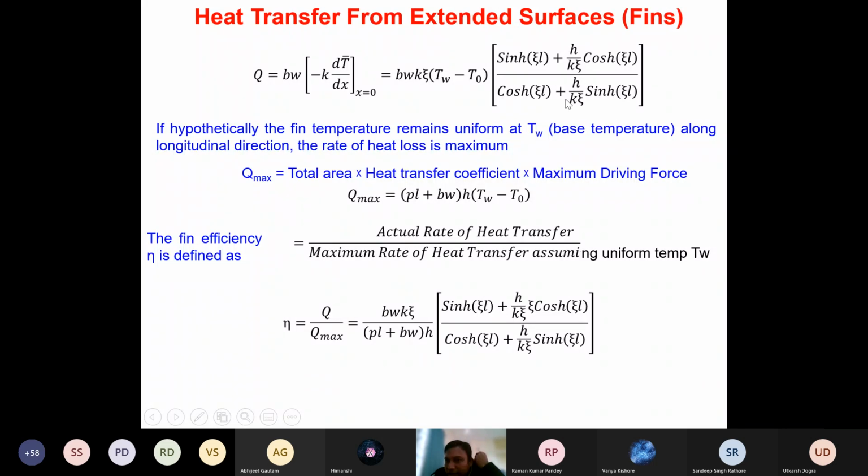Now, whenever we are looking at the fin, the efficiency of the fin is defined as the actual rate of heat transfer divided by the theoretical maximum rate of heat transfer. So this Q is nothing but the actual rate of heat transfer. And this actual rate of heat transfer is divided by the theoretical maximum rate of heat transfer. What will be the theoretical maximum rate of heat transfer?